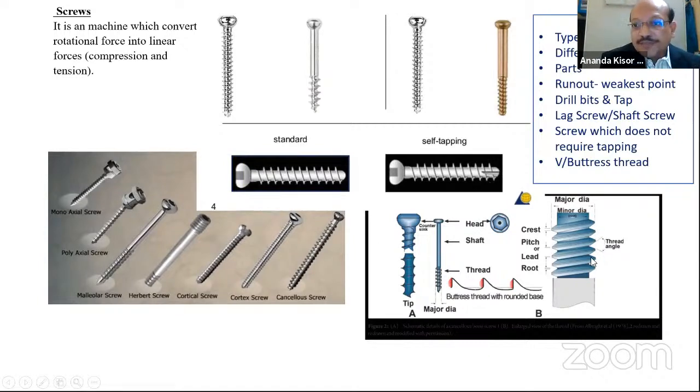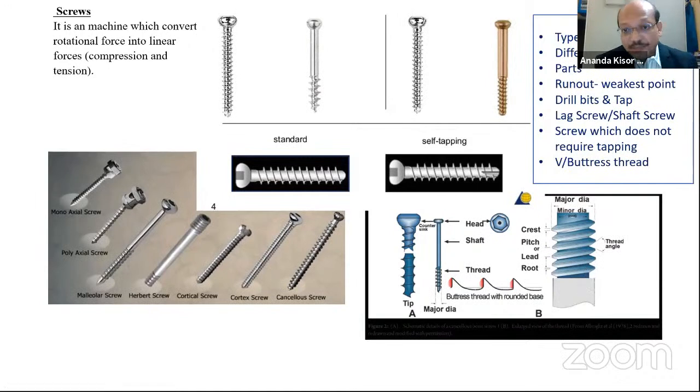Now you see the threads. The thread design may be V-shaped. You can see this is the V-shaped thread, or it may be a buttress thread. See the buttress thread. Basically, it has a flat surface and an inclined surface meeting at almost 45 degrees, whereas in a V thread, both inclined surfaces meet at an angle of 60 degrees.